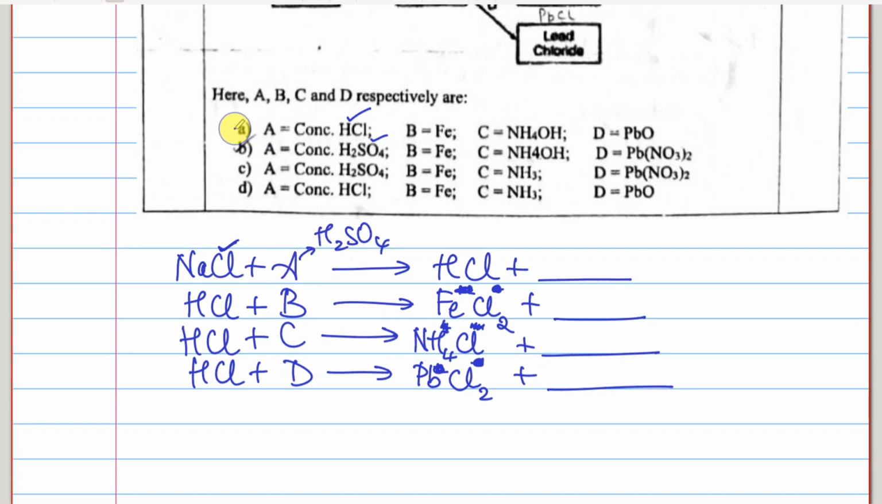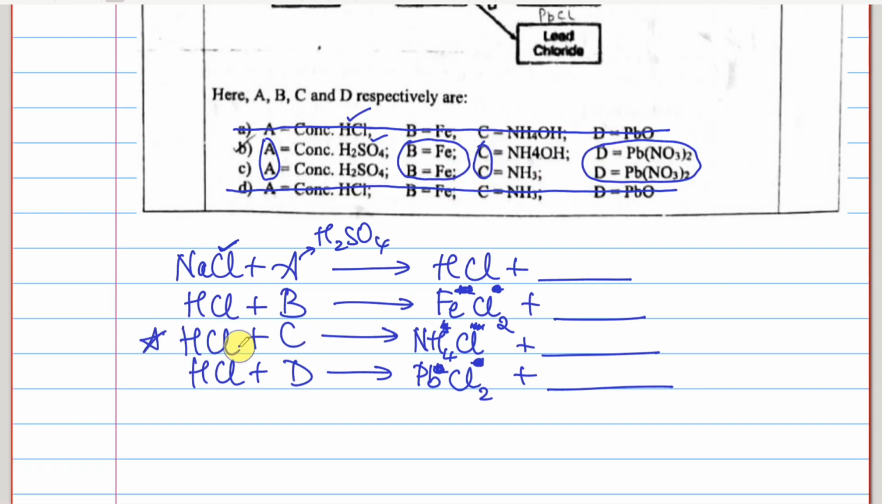So let us cross out all the options which contain HCl. A cannot be HCl because the salt NaCl already contains Cl. So we are left with two options, B and C. Now we'll compare B and C. A is the same, considered H2SO4. B is again the same, Fe and Fe. D is again the same. So we are just concerned about the reaction involving C.